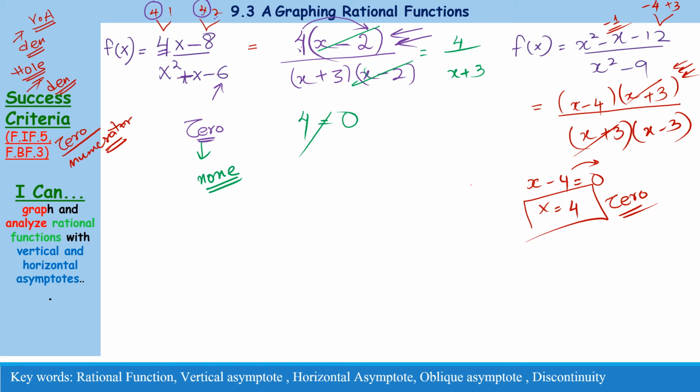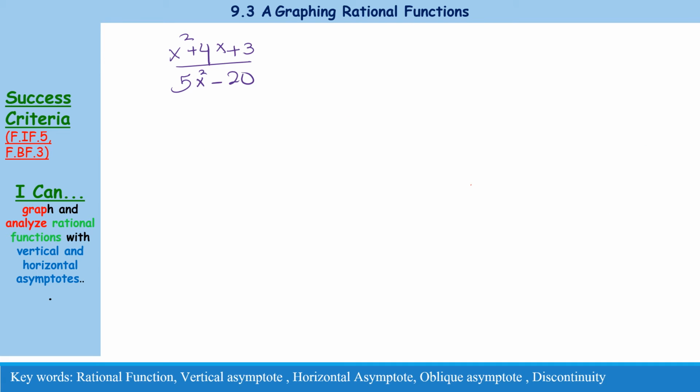If you don't have the unknown value in the numerator, you will say that there are no zeros. And if you have common factors in the numerator and denominator that can be cancelled out, then they are not the zeros, only the remaining parts are the zeros. Now let's solve one more example to clear our concept.